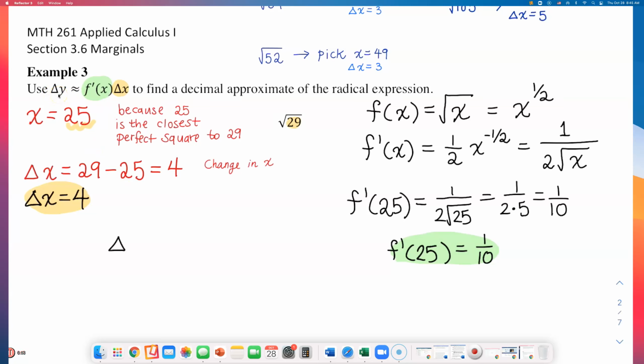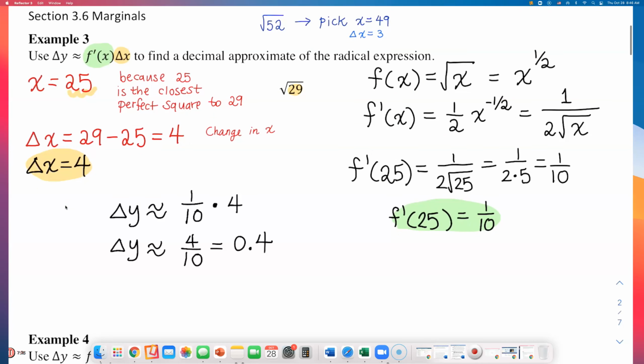So delta y is approximately the green part, 1 over 10 times 4, the delta x. So I multiply the green by the orange. We get delta y is approximately 4 over 10, which is 0.4. I'm going to just go ahead and write down the decimal 0.4. Now, we did all this work, but now what? They wanted us to estimate square root of 29.